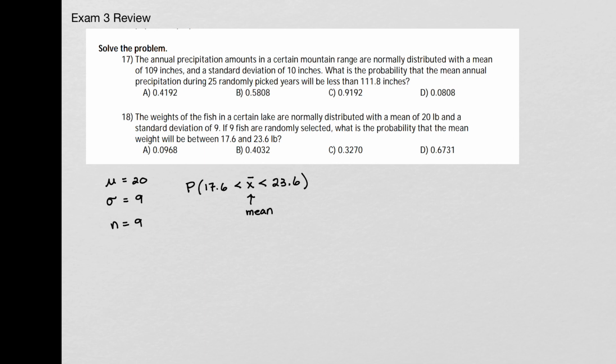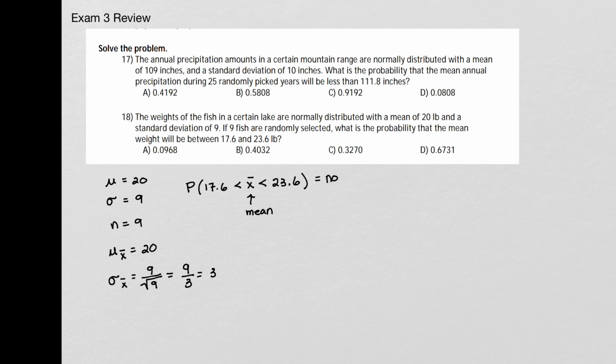And again, this means that when I look at my mean and standard deviation for this problem, I'm going to have to look at mu sub x bar, which stays the same, and sigma sub x bar, which is going to be the original sigma, 9, divided by the square root of the sample size, which is also 9. And that gives me 9 over 3, which is 3.